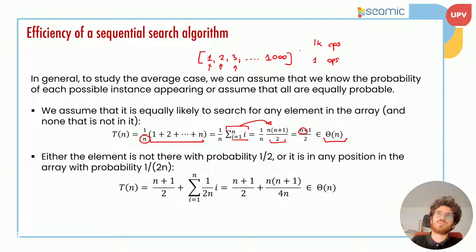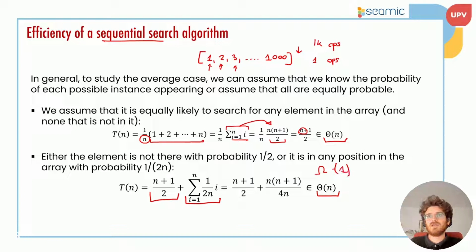But let's say you wanted to also imagine what happens if half the time the element we're looking for is not there. Then we can say, okay, what's the average time for when it is there, and what's the average time for when it isn't? And then we can compute both and see that the result is still linear. So a sequential search algorithm has a best case of 1 and a worst case of n, and an average case also of n.